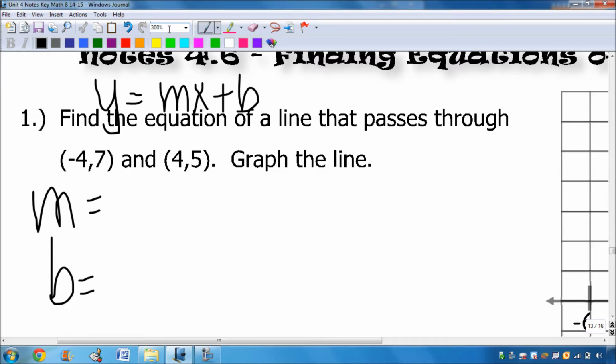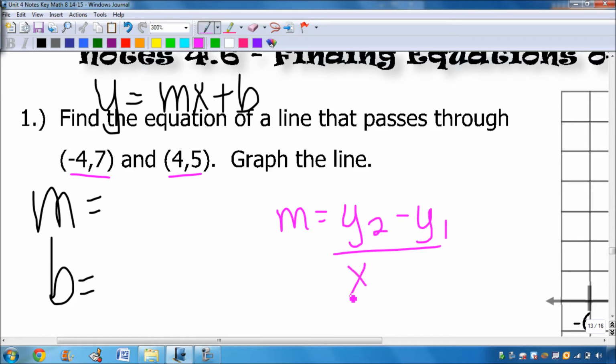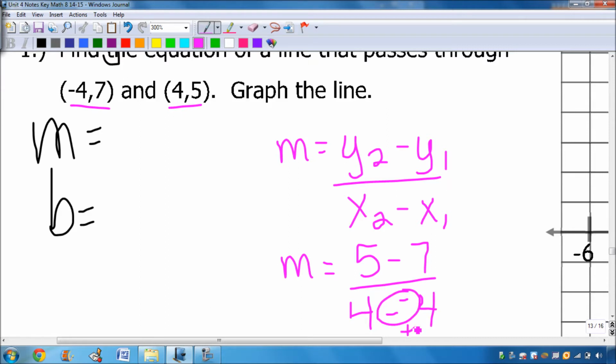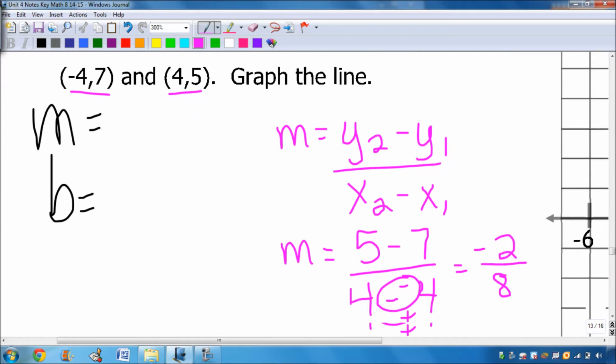Well, we know how to find the slope if I have 2 points. Remember, the formula for slope is (y2 - y1) over (x2 - x1), which is something you guys have gotten good at. So this means that the slope is going to be (5 - 7) over (4 - (-4)). Now, this minus negative, remember, turns into positive. So 5 minus 7 turns into -2. 4 plus 4 turns into 8.